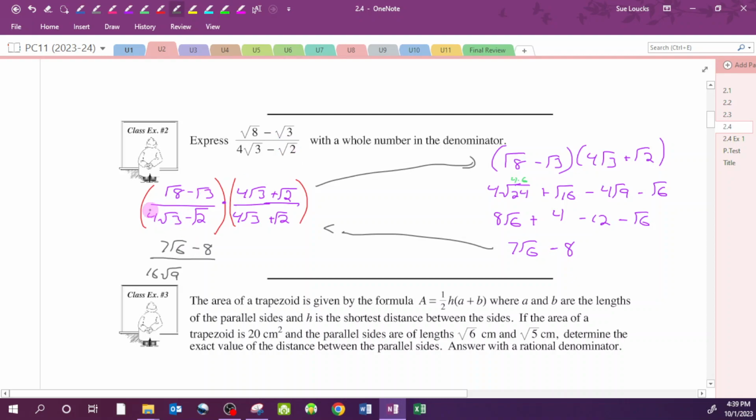It's the 4 times the 4, but then it's just 1 times 3. It's not 3 times 3. It's just root 3 times root 3, which is 3 or root 9. And then it's minus, and then root 2 times root 2 is root 4.